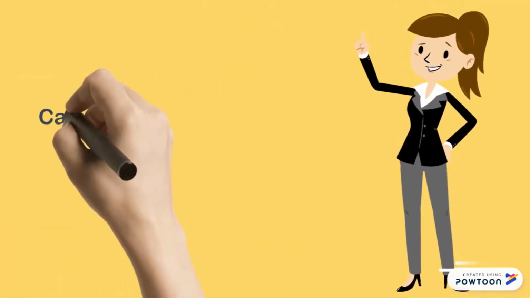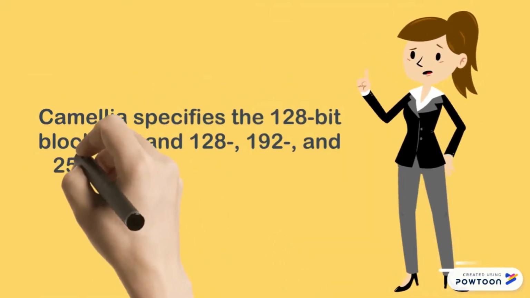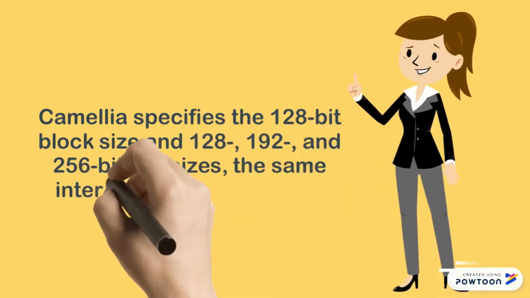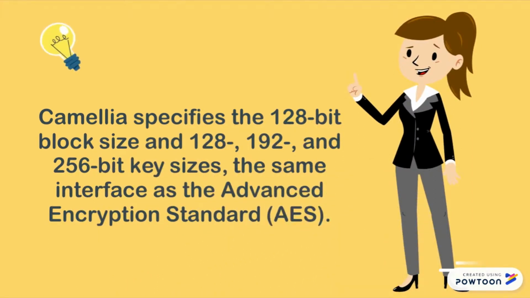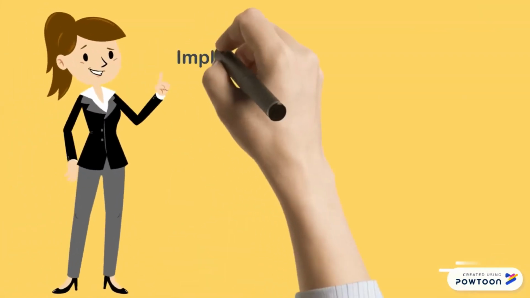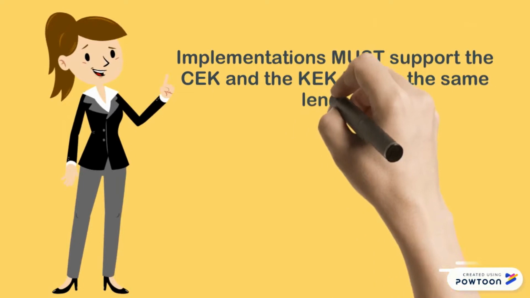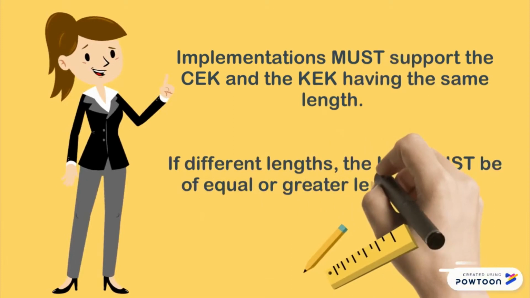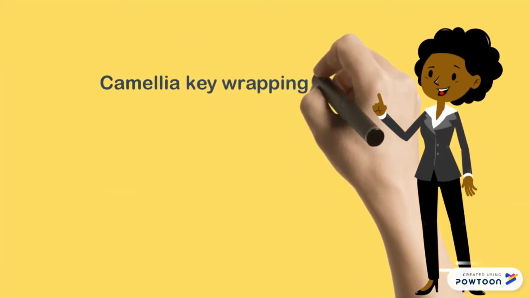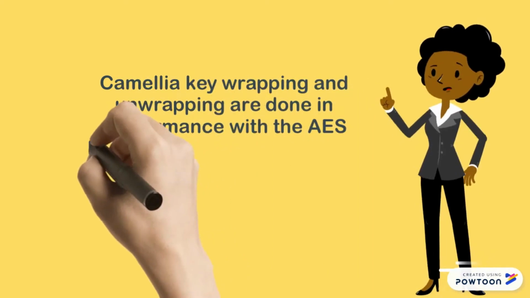Camellia specified the 128-bit block size and 128, 192, and 256-bit key sizes, the same interface as the Advanced Encryption Standard (AES). Implementations must support the CEK and the KEK having the same length. If different lengths, the KEK must be equal to or greater than the CEK. Camellia key wrapping and unwrapping are done in conformance with the AES key wrap algorithm.